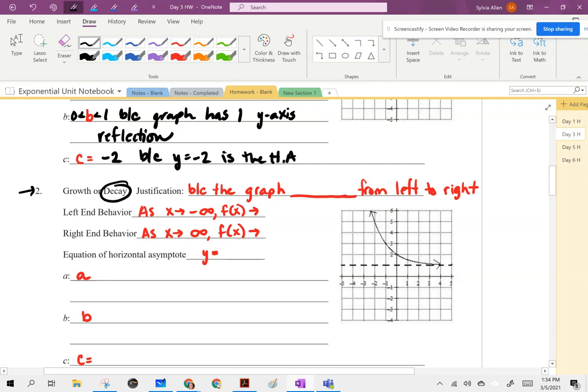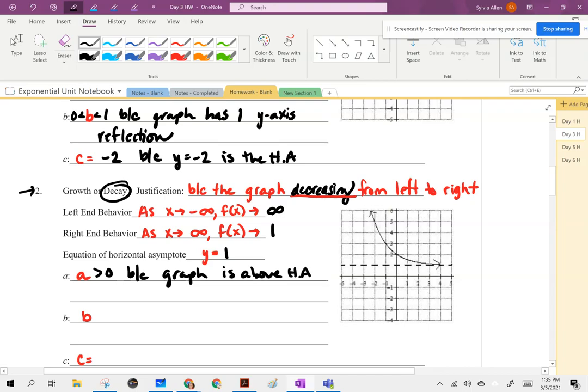All right, we're going to go with decay because the graph is decreasing from left to right. As x approaches -infinity, f of x approaches positive infinity. As x approaches positive infinity, f of x is approaching the number 1, which would indicate the horizontal asymptote of 1. Since it's above, A is greater than 0 because, again, the graph is above the horizontal asymptote.